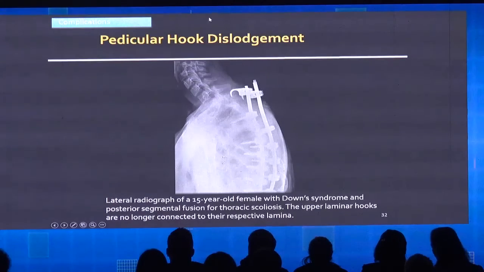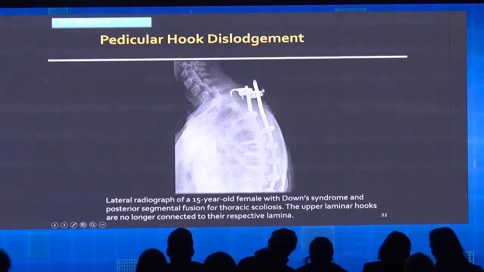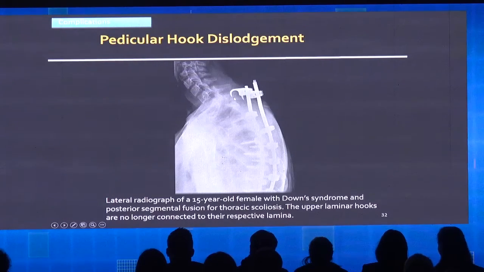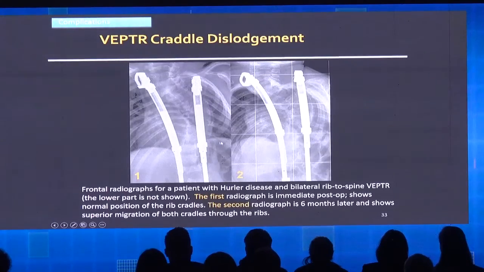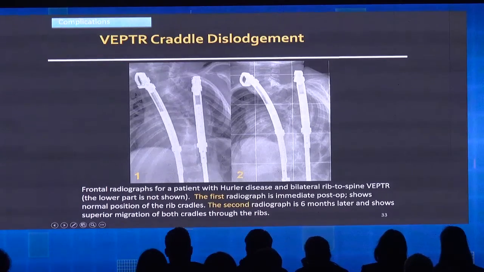We spoke a little bit about Harrington, but this can occur for any kind of hook. The hooks which are connected with the pedicle can move back. When you have the vector, you can have the same thing where the vector would go through the rib. Here it's properly engaged on the rib, here as well. And with time you realize that the cradle has gone through the rib, reforming itself distally.